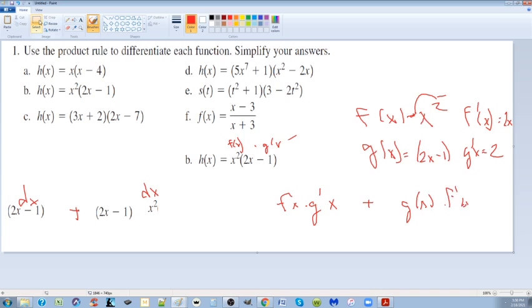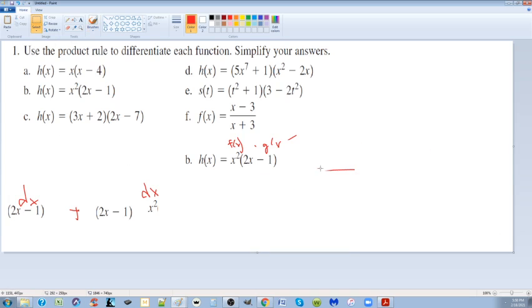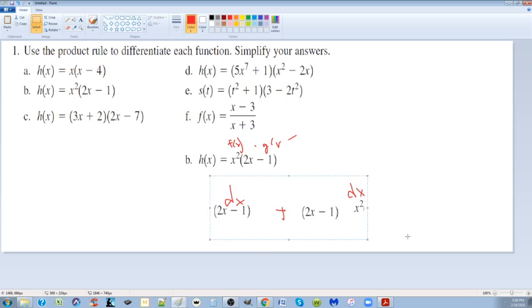And you can simply replace wherever I see f of x, I'm going to replace it with x squared. And wherever I see g prime of x, I'm going to replace it with the 2 that I found. And then wherever I see g of x, I'm going to replace it with this that I wrote down. And wherever I see f prime of x, I'm going to replace it with that. And I can see that it's quite easy to do it in these steps. Or I can do it the way I did it over here. Either way that works for you, you do it the way that works best for you. As long as you follow the rules of math, it will work.